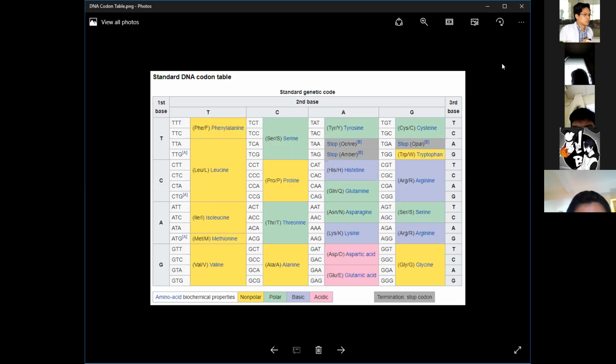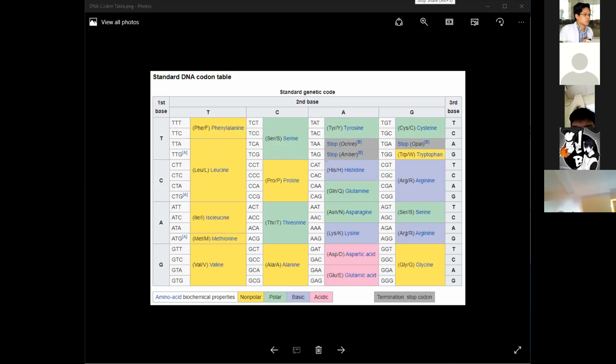Okay. Any other question? No, sir. All right. So again, this is the standard DNA code table, or codon table, which gives the prediction of a specific protein produced by those codons, right?